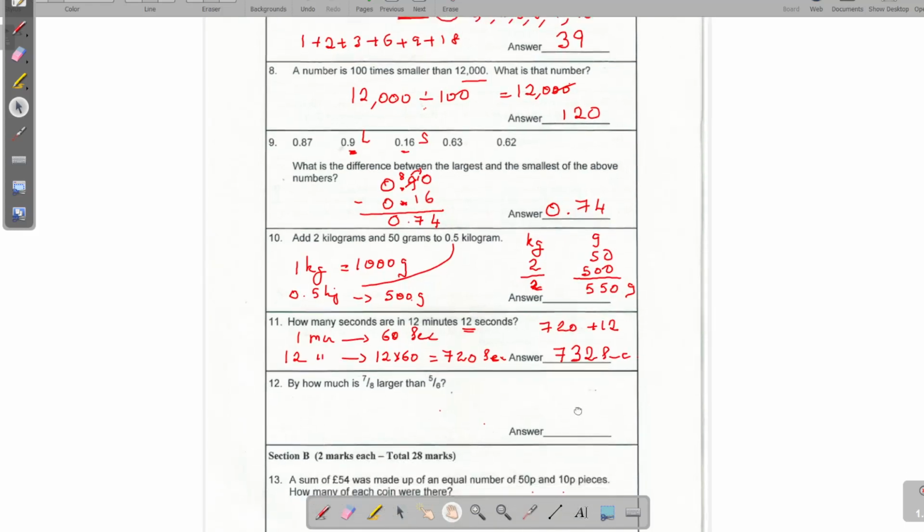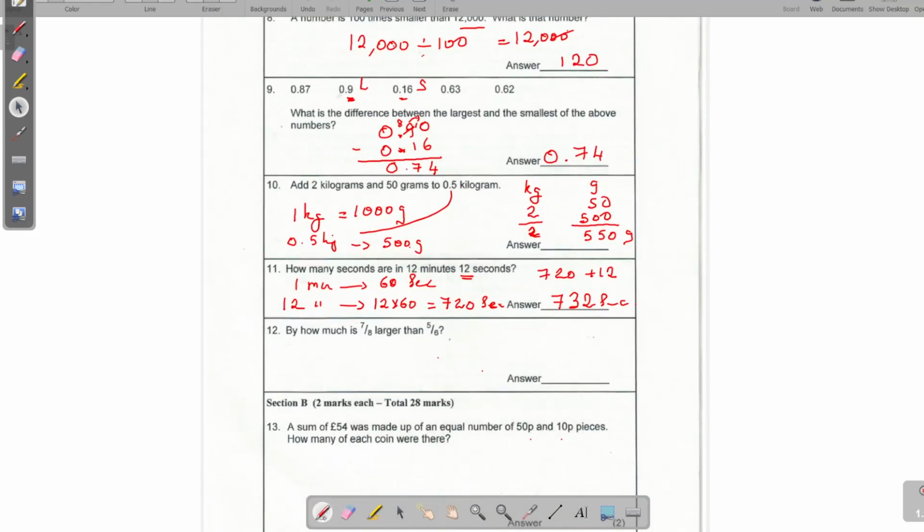By how much is 7/8 larger than 5/6? So we have got to take away. 7/8 is larger, so 7/8 first, minus 5/6. Let's write it slightly this way so we have more space here. 7/8 take away 5/6. We need to make the denominator the same. The smallest number 8 and 6 would go into is 24. So let's make it 24.